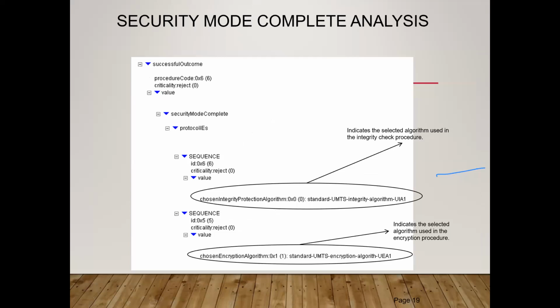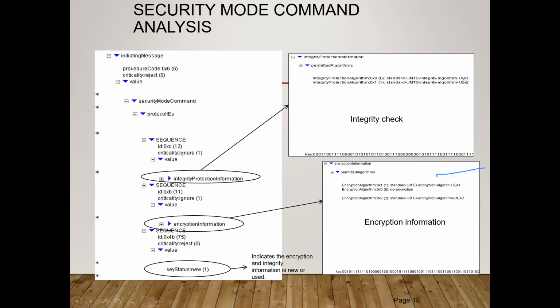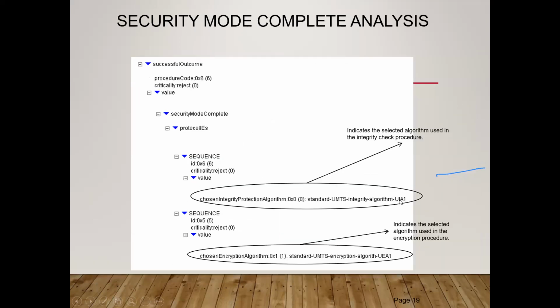Then you have the security mode complete analysis. Security mode complete analysis means the RNC responds back. And here it's very clear that the chosen integrity algorithm is UIA1. You see that the SGSN offered 2, so either choose 1 or 2. It chose UIA1. And the encryption algorithm that is chosen by the RNC is the standard encryption algorithm UEA1, user equipment encryption algorithm 1, and user integrity algorithm 1. So these are the two things that you need to check.